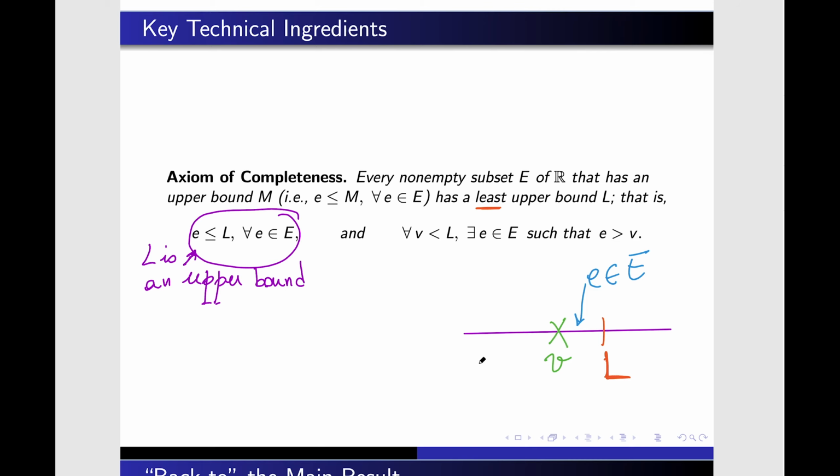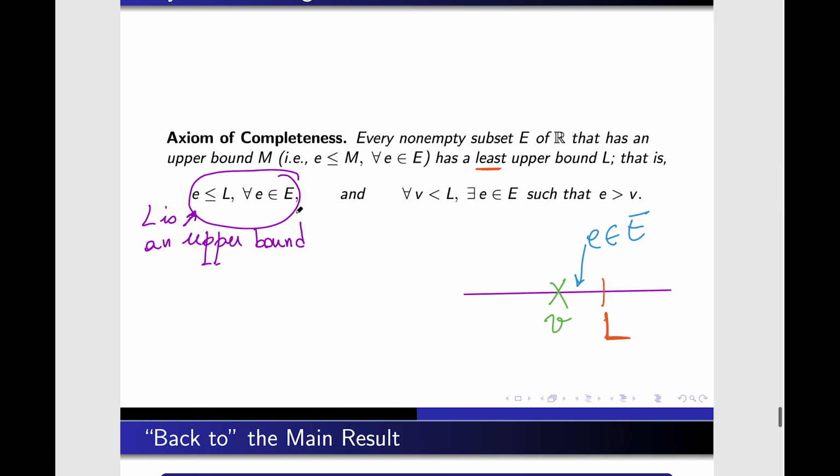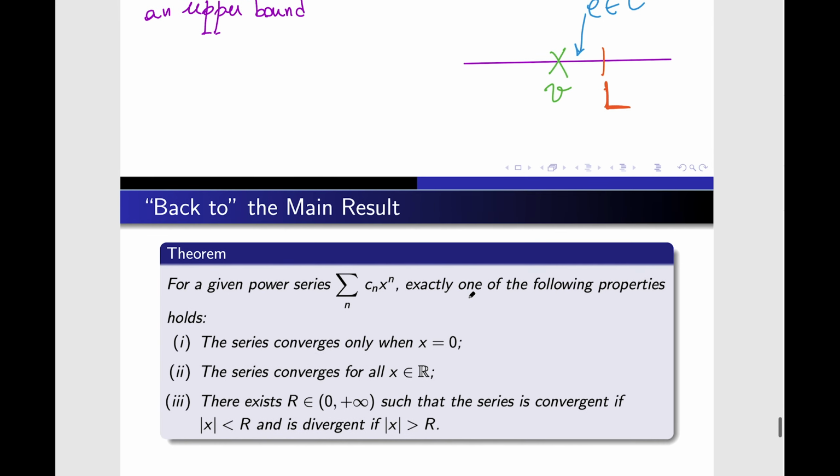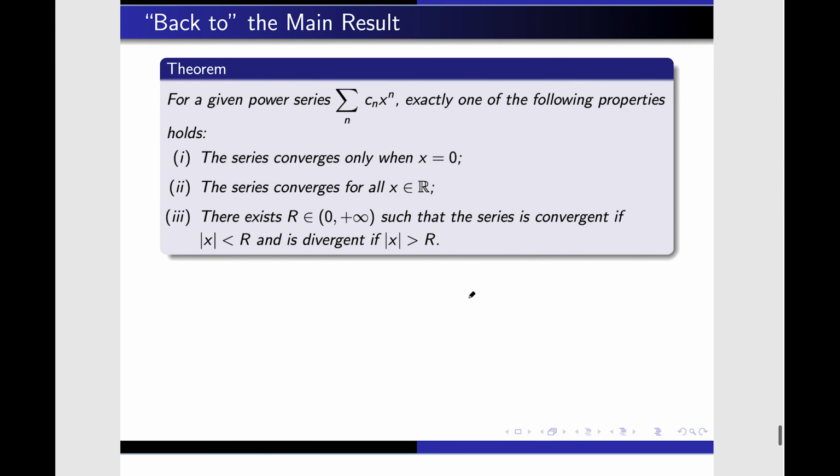So the axiom of completeness is, in some sense, telling us that there are no holes in the real line. There are no holes in the real line. Anyway, why is this useful in our discussion?